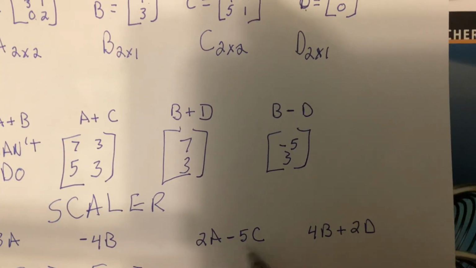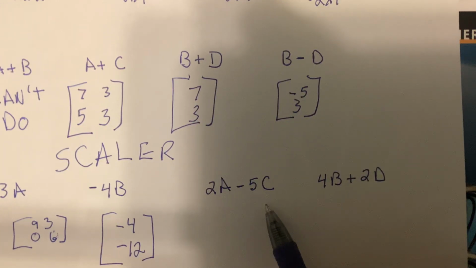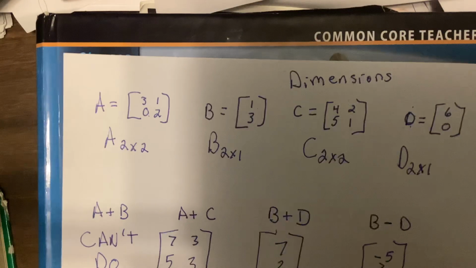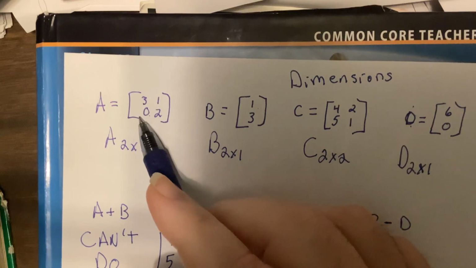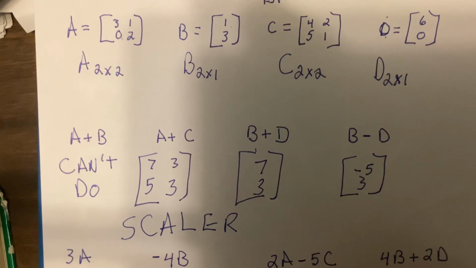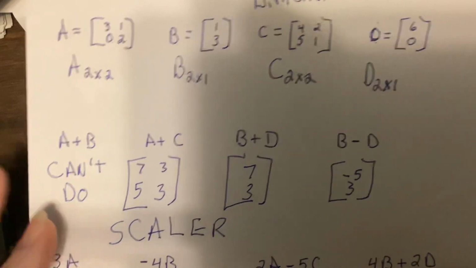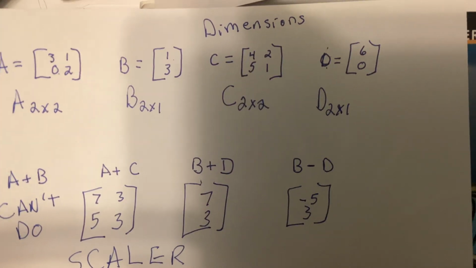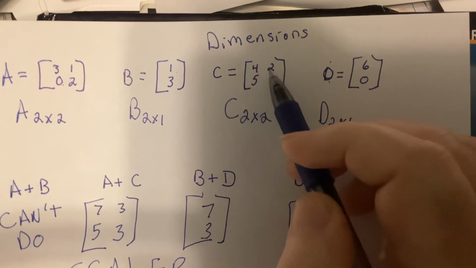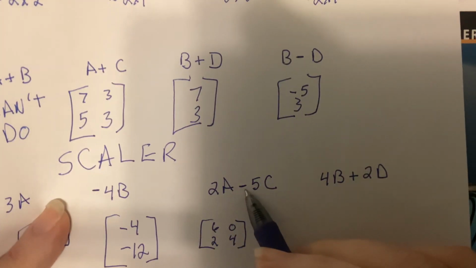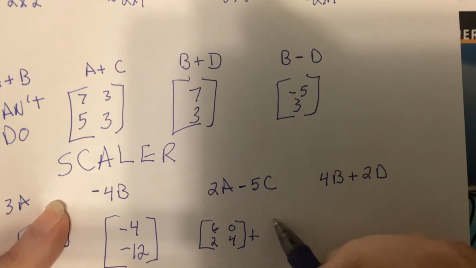Now, if I have several terms involved, 2A minus 5C, what I would do is take A, multiply everything by 2. So that'd be 6, 2, 0, 4. Now I like to take the matrix and multiply it by negative 5 if I got a negative to work with and change it to plus.